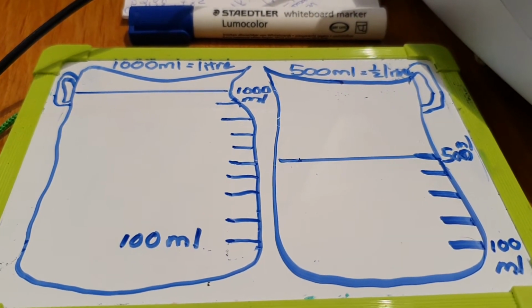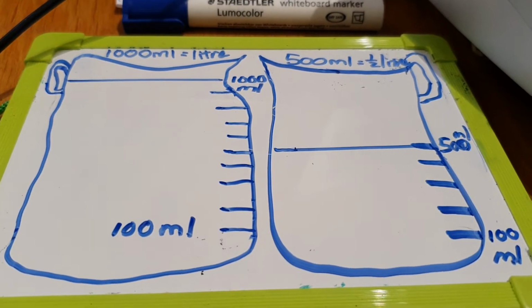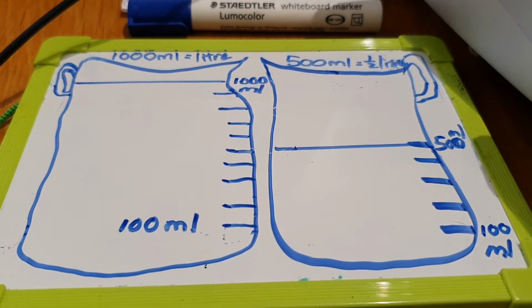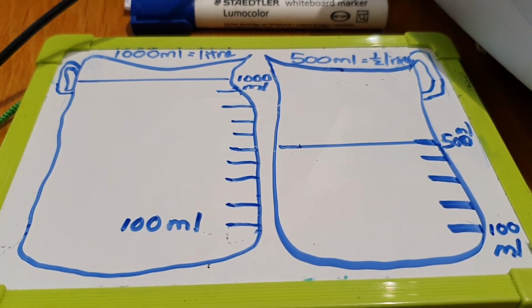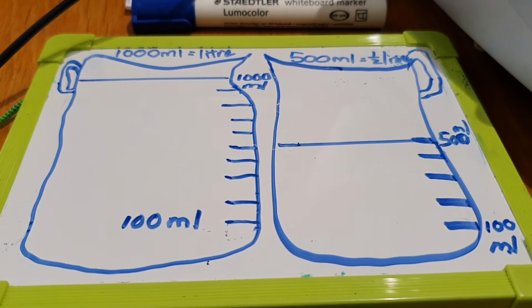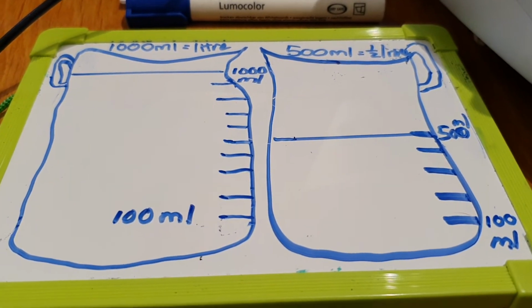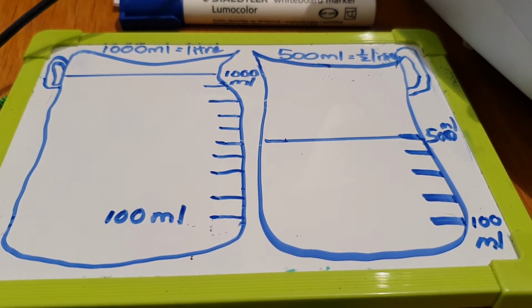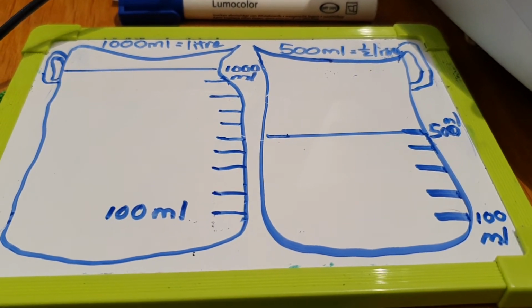mils, which is equal to 1 liter. The second jug is 500 mils or milliliters, which is equal to half a liter. So we can see from here that 1,000 milliliters equals 1 liter. And half of 1,000 is 500 milliliters, which will equal half a liter.